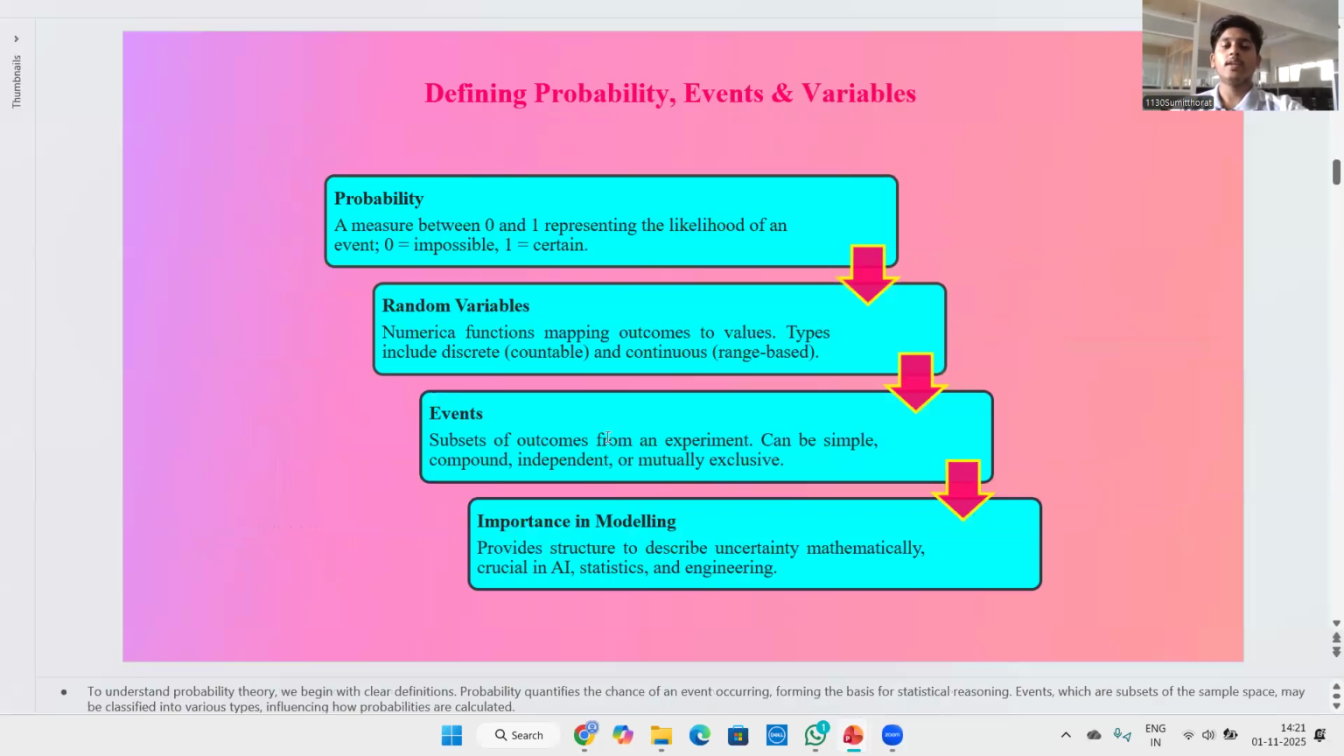Next, we see defining probability, events, and variables. In this, let's define the main terms clearly. A probability measures the chance of an event occurring, ranging from 0 to 1. An event is a subset of outcomes from a random experiment. A random variable assigns numerical values to each outcome. Together, these ideas form the mathematical foundation of uncertainty. Understanding them helps us move from simple counting problems to predictive modeling. These are the same principles that AI systems use in probabilistic reasoning.